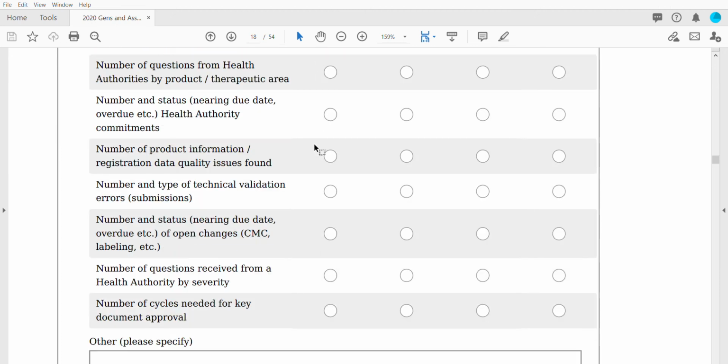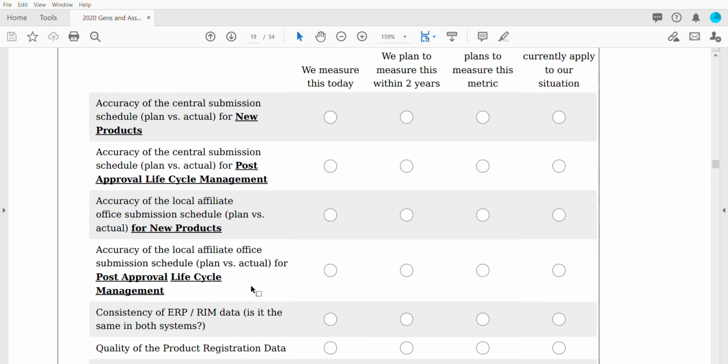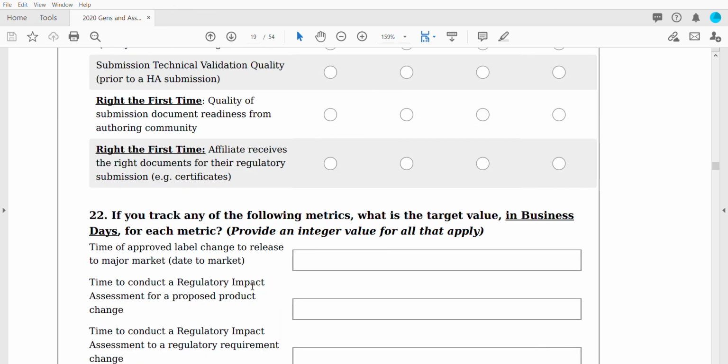There's 3 additional ones compared to 2018 here at the end. A number and status of open changes, number of questions received by health authority by severity, and number of cycles needed for key document approval. Not all documents. There's so many documents that are in dossiers, but think about something like a CSR, for example. Is there a number of cycles for key document approval, or it doesn't matter? Moving on, we have our quality metrics. There were no additions to that.